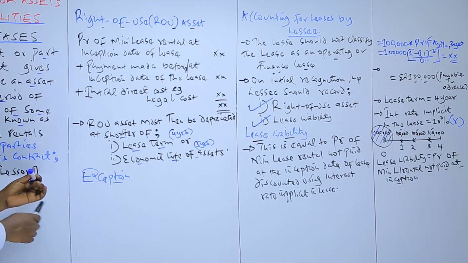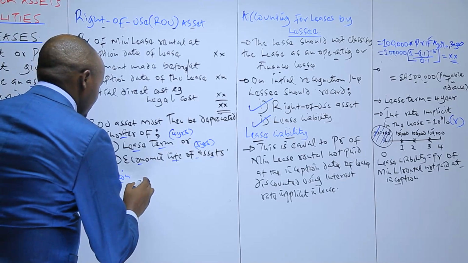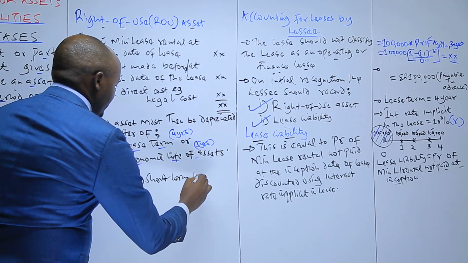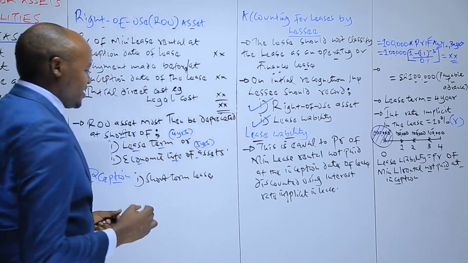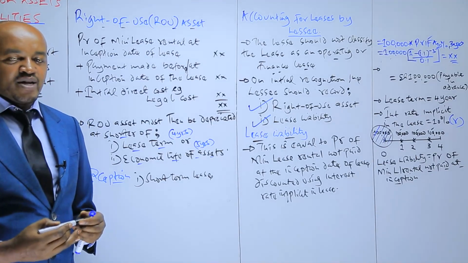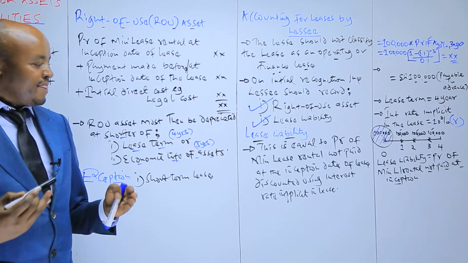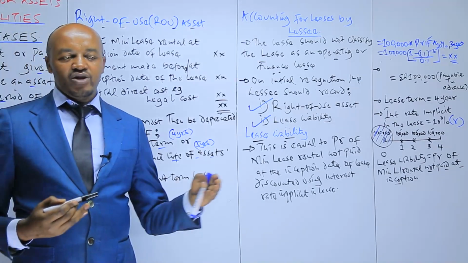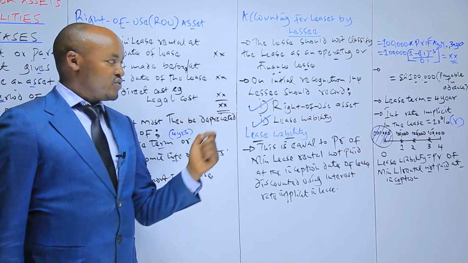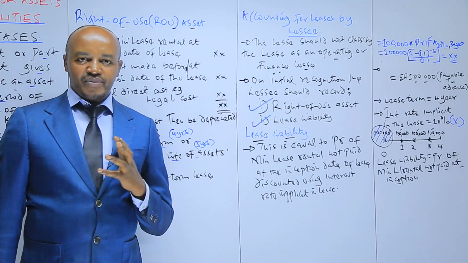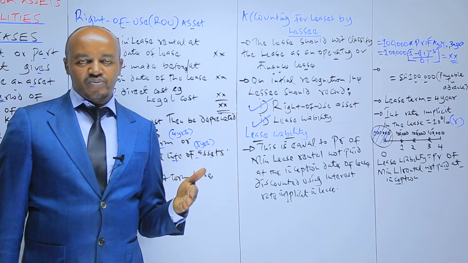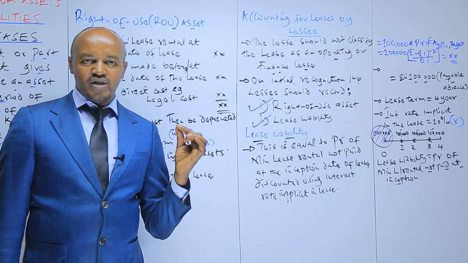One of the exceptions is in case of what we refer to as the short-term lease. Remember, we defined what a short-term lease is, and we said that these are leases whose lease term does not exceed 1 year, or 12 months. So whenever a company leases an asset for a period which is less than 1 year, that company does not need to recognize the right of use asset and the lease liability in its books of account. Such a company will just account for the rent paid as an expense in the income statement.